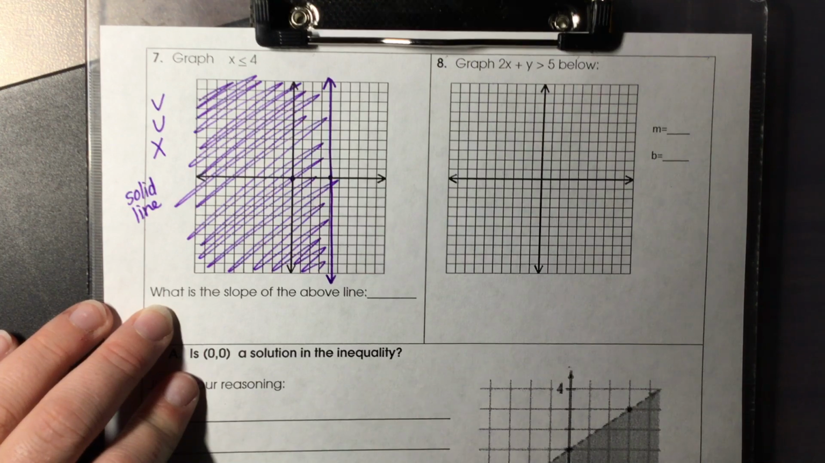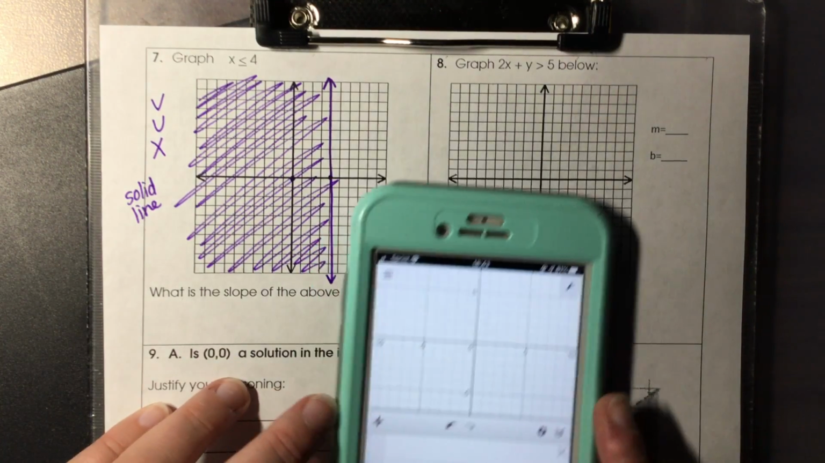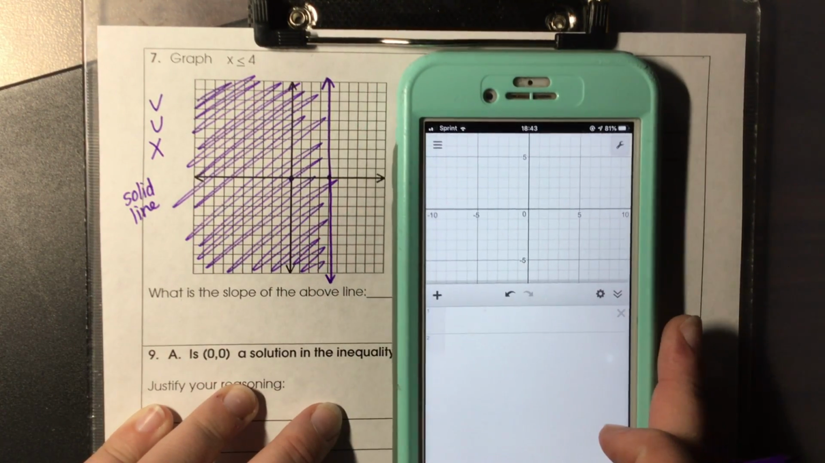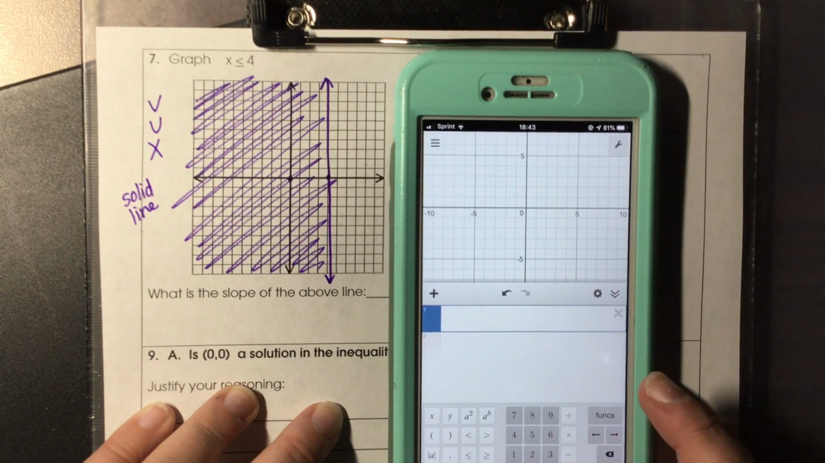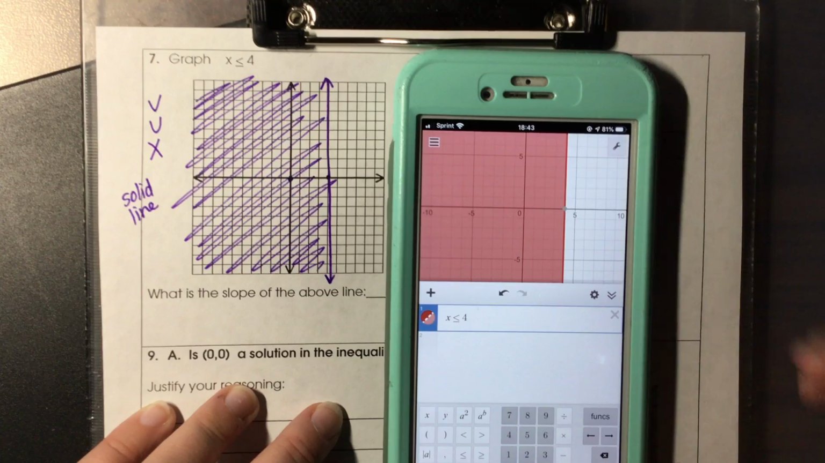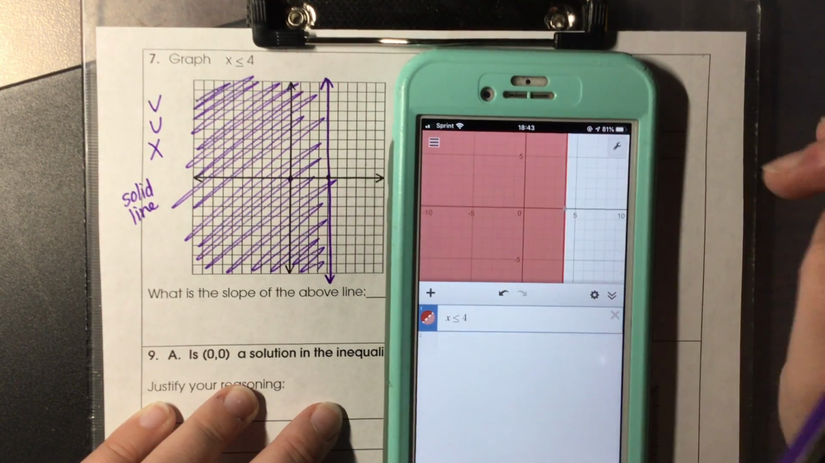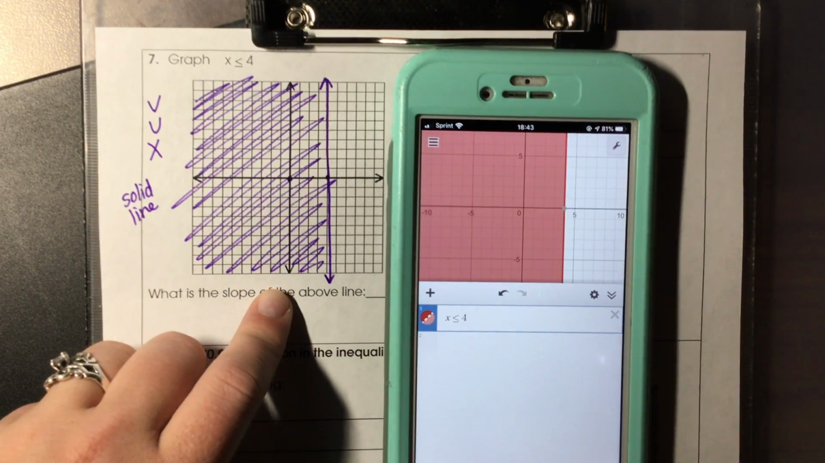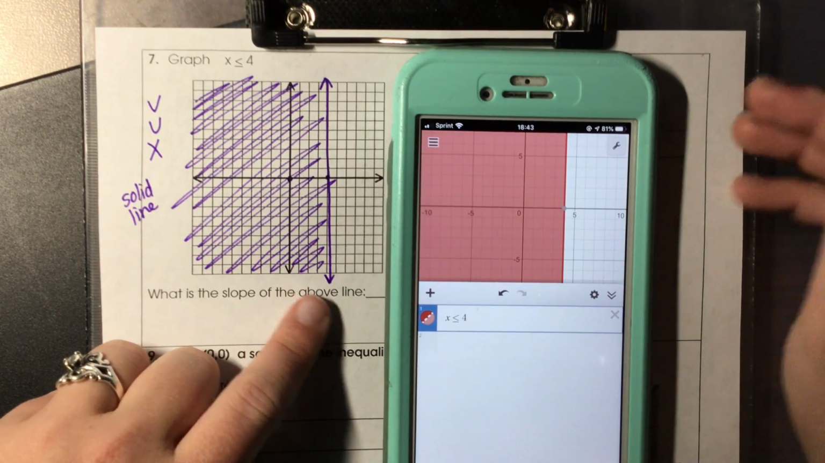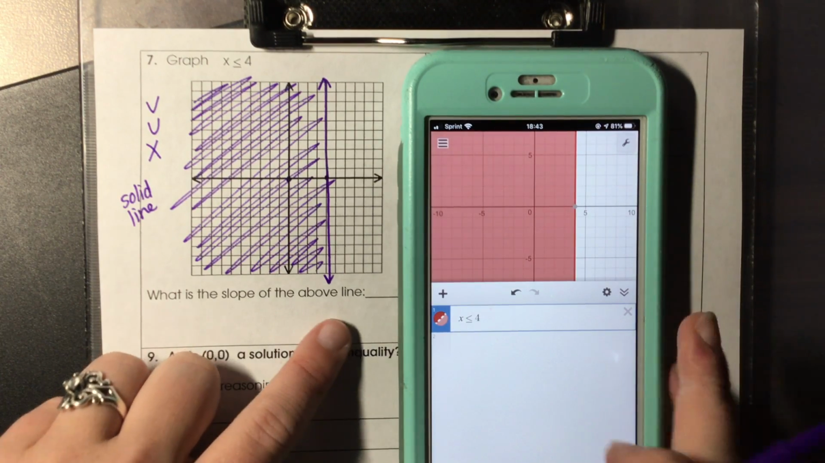I can go ahead and check that in Desmos. Here we go. So I have x is less than or equal to 4. And I can see in Desmos that this now matches my graph that I have right here. I'm using Desmos as a resource to check my work.